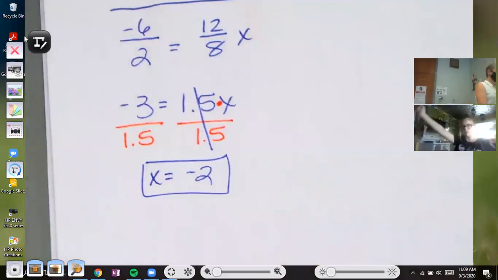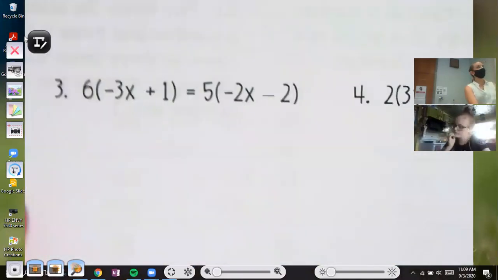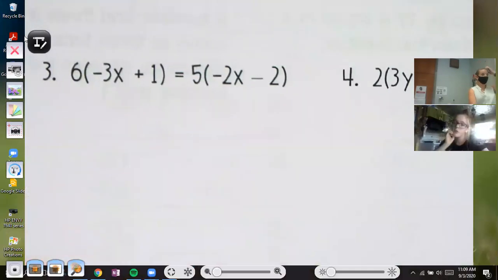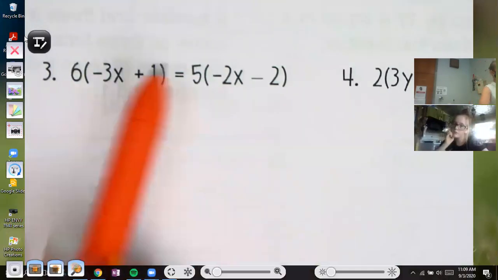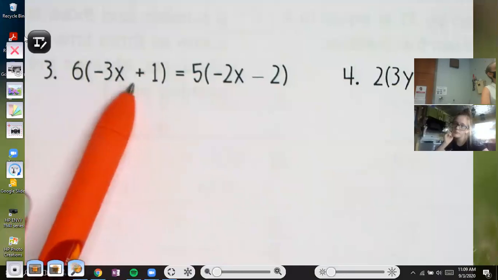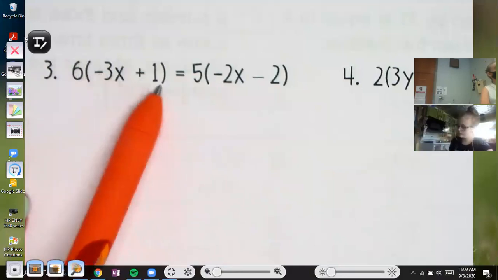Okay. Now, before you get started, because y'all have about 5 minutes left to do this, I want you to look at something really quickly. On number 3 and number 4, you're given problems that start like this, where you have a number on the outside of a parentheses.